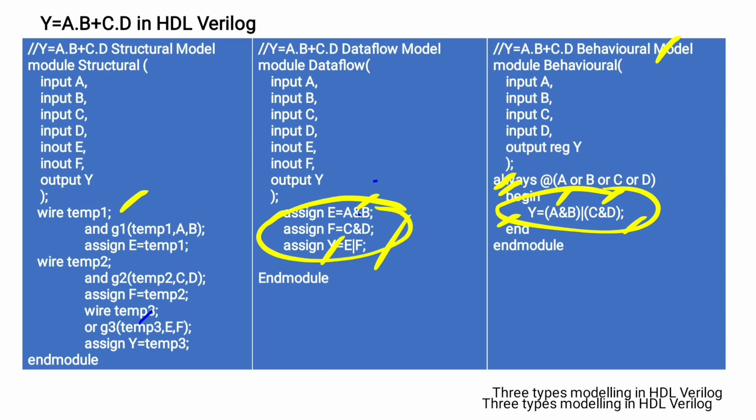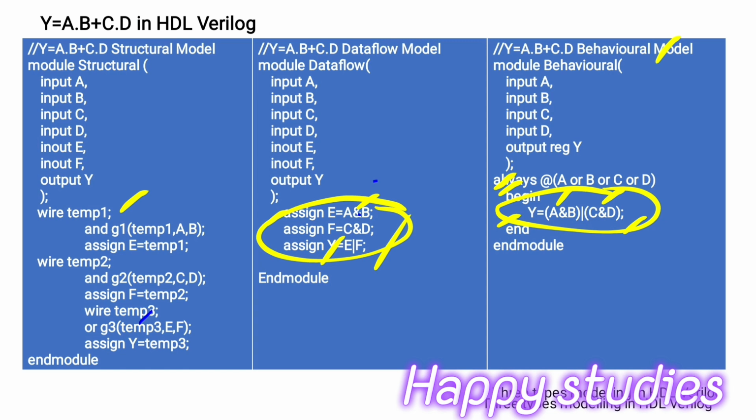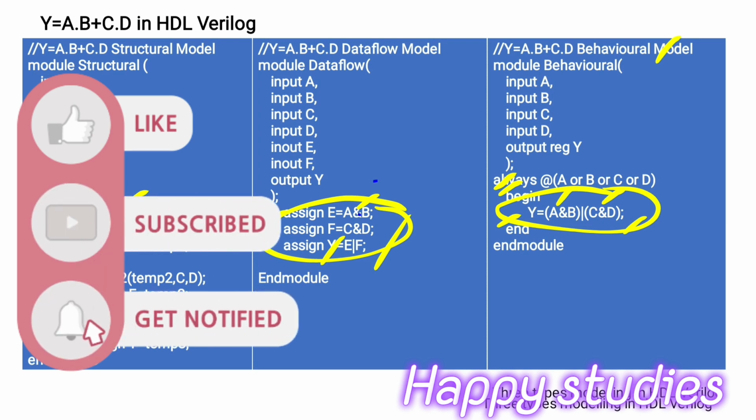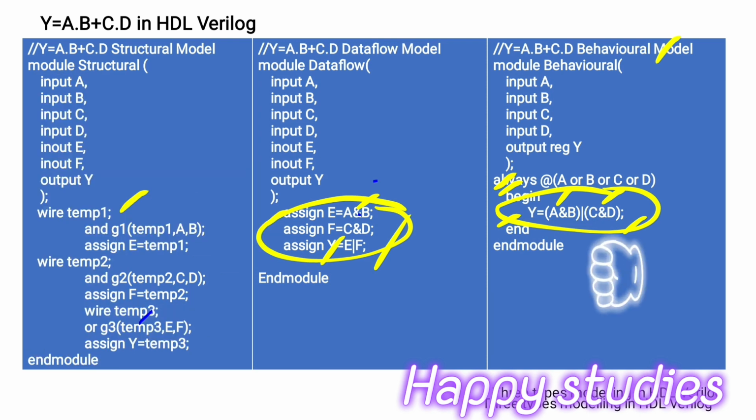Okay. So this is all regarding the example for the 3 types of modeling in HDL Verilog. I hope you understood. Thank you.